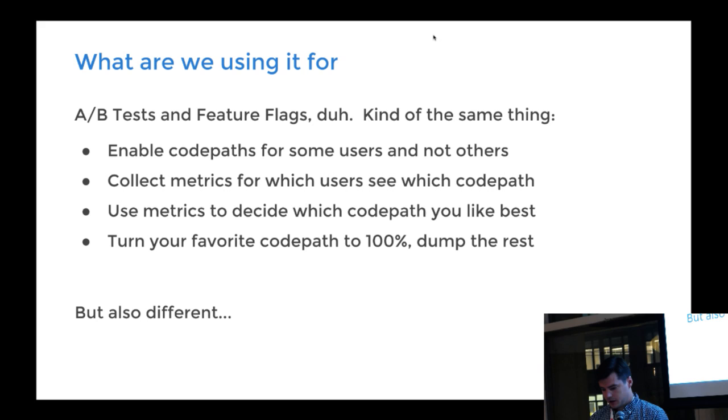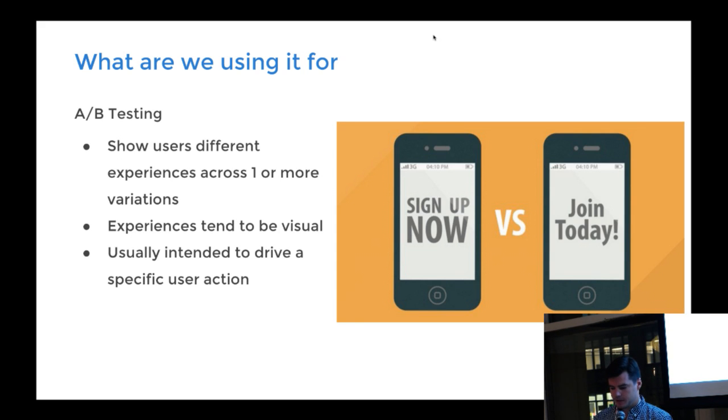No crap. It's sort of important to talk about the similarities and differences because in a lot of ways they're the same thing. They enable code paths for some users, but not others. We spin off metrics and collect those to see which users hit which code path. We figure out which code path we like best, and then we throw the rest away. They're also a little bit different. A/B testing is generally used to show users experiences across one or more variations, so you could have 3 or 4 or a million. Probably that's a bad idea.